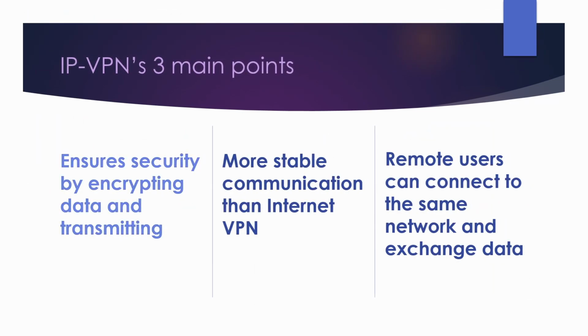First, IP VPN ensures security by encrypting data and transmitting it while utilizing the public network infrastructure of the Internet. Second, IP VPN achieves more stable communication than Internet VPN by ensuring dedicated bandwidth for VPN communication. Third, by using IP VPN, geographically dispersed locations and remote users can connect to the same network and securely exchange data.